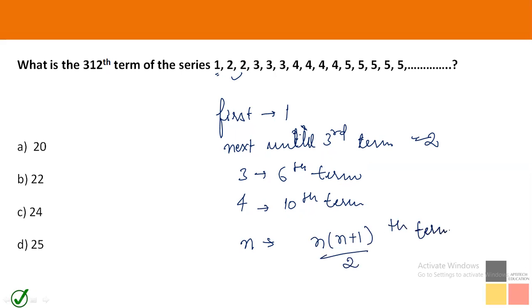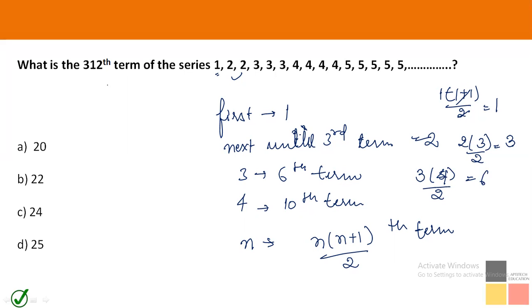For example, if it is 1, 1 is up to 1 into 1 plus 1 by 2, that is up to the first term only. If it is 2, 2 is up to 2 into 2 plus 1, 3 by 2, that is up to the third term. If it is 3, that is 3 into 3 plus 1, that is up to the sixth term, and it is going to continue. So this is how the series is continuing. So my series I have figured out: n into n plus 1 by 2.